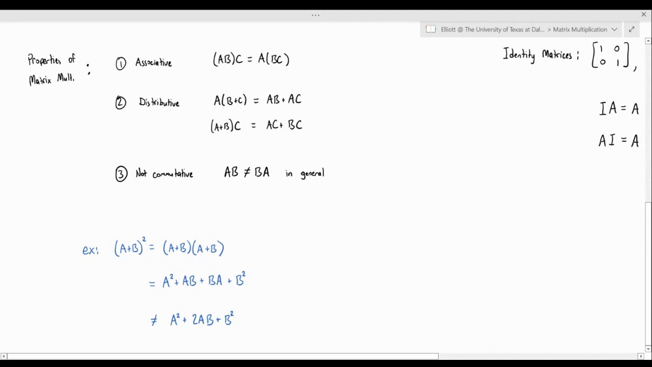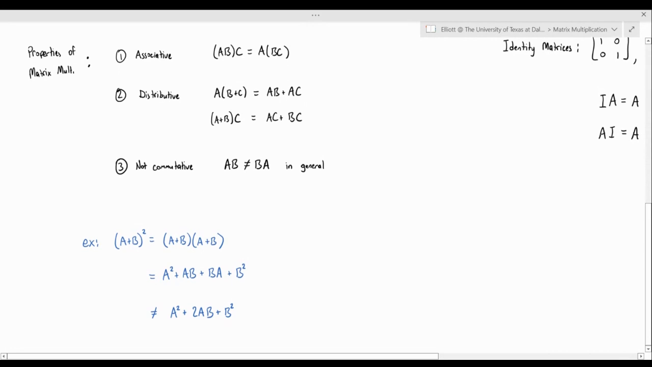So assuming that all the sizes match up so that everything is defined. First, (A+B) squared, we will calculate it by doing (A+B) times (A+B). And then the distributive property allows us to FOIL this expression out. If you FOIL it, you'll get A squared plus AB plus BA and then plus B squared. Okay.